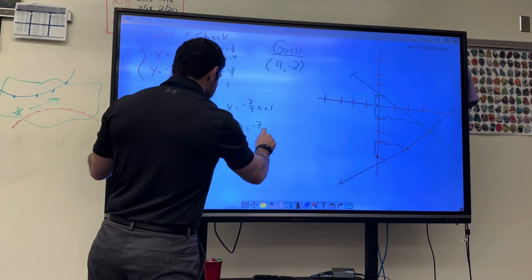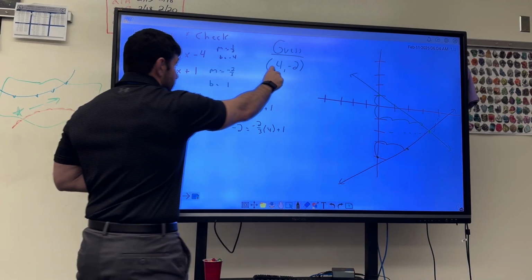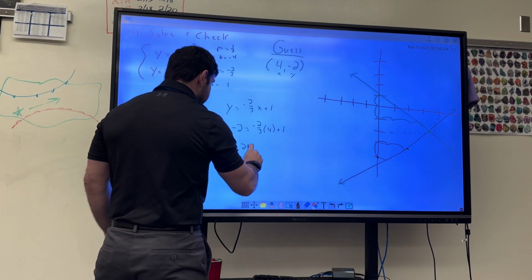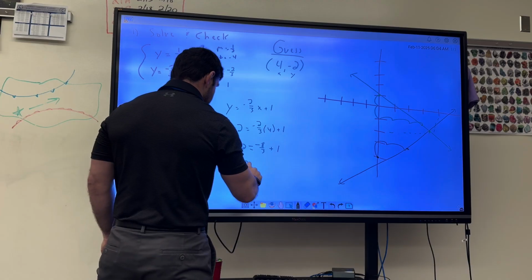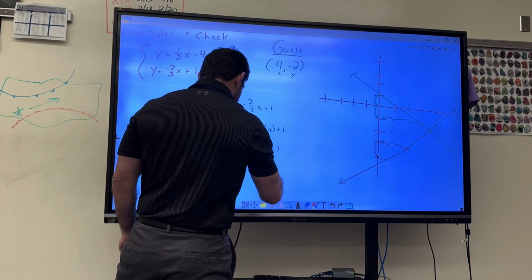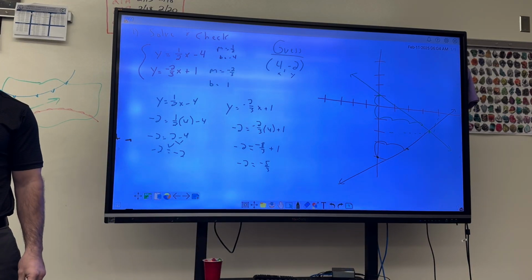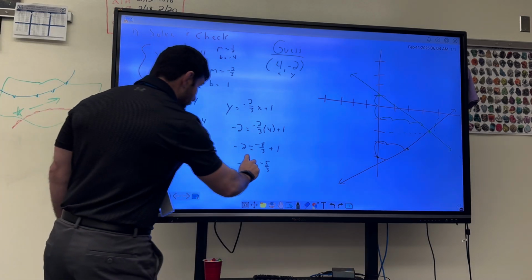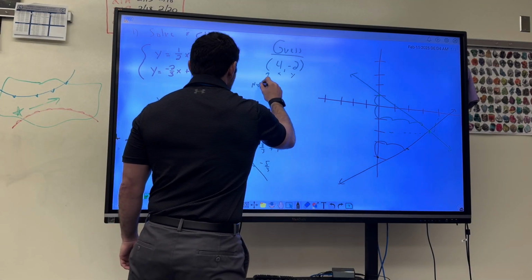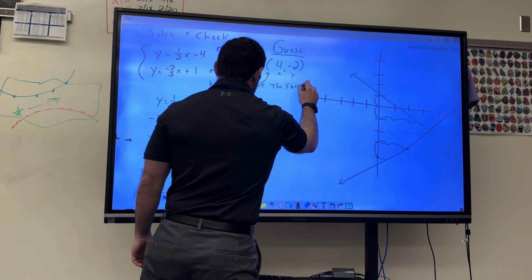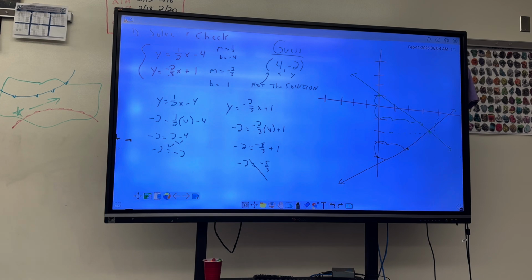-2 equals -2/3 times 4 plus 1. Do you understand where I'm getting this x and y? Because I'm getting it from right here, x, y. This gives me -2 equals -8/3 plus 1. That gives me -2 equals -5/3. Does -2 equal -5/3? No. It's close, but it doesn't work. So this is not the solution. Even though it looks like it should be, it's not quite there.